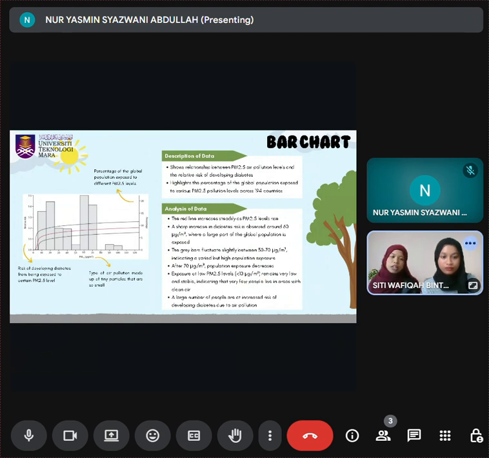In summary, this chart makes it clear that most people are living in unhealthy air conditions, and that the risk of developing diabetes increases as air quality gets worse. This is a strong reminder that air pollution doesn't just affect breathing, it can also lead to serious long-term disease like diabetes.